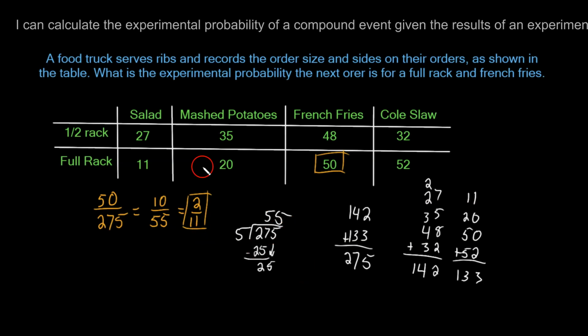We can also convert this into a decimal or a percentage if we want. So 2 over 11 would be our probability that the next order would be for a full rack of ribs and french fries. So that is it for this video. Thanks for watching this and getting a little bit of practice, you can say, I can calculate the experimental probability of a compound event given the results of an experiment.